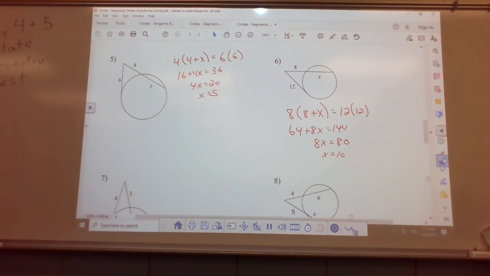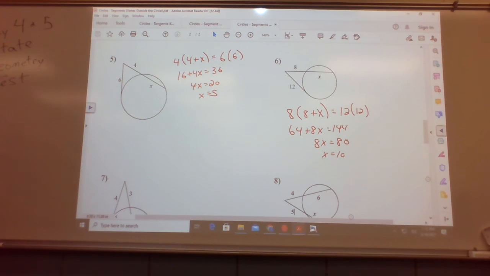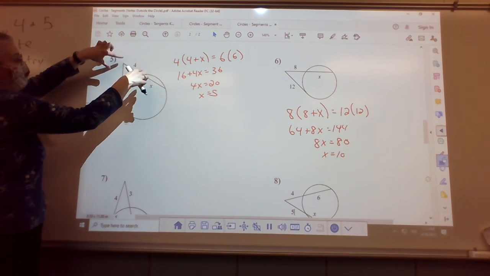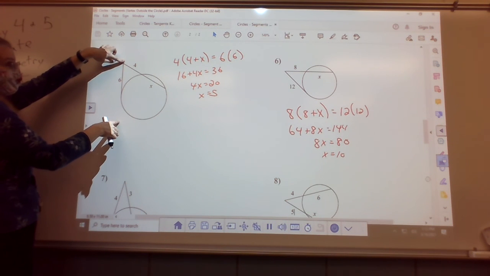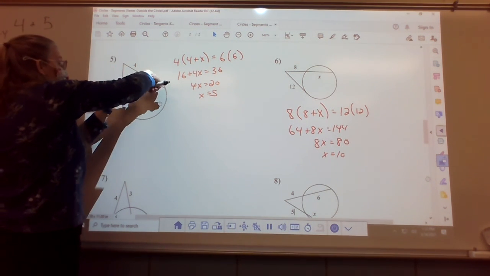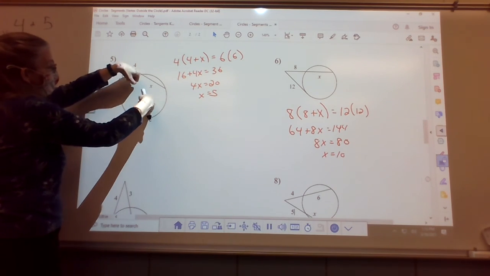So on this one, we're looking at if I have segments that go all the way out and come back in, or go all the way out and come in and stop. On these, you want to make sure you're doing outside times the whole thing. Outside times the whole thing. It's not the same as the ones that cross in the middle. Cross in the middle, the 2 pieces multiply together.